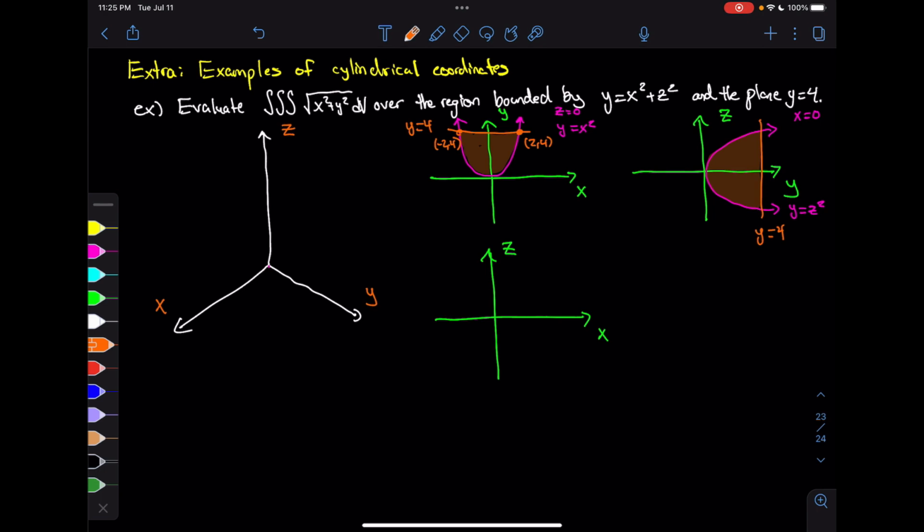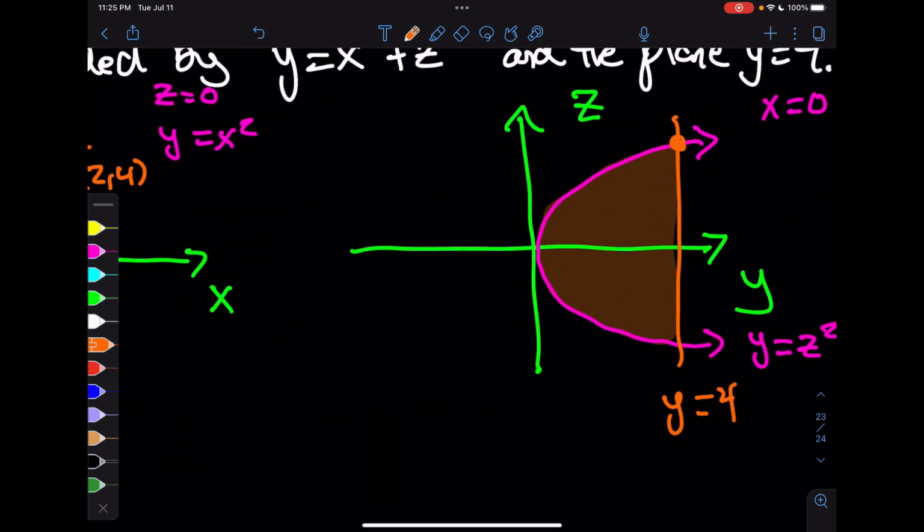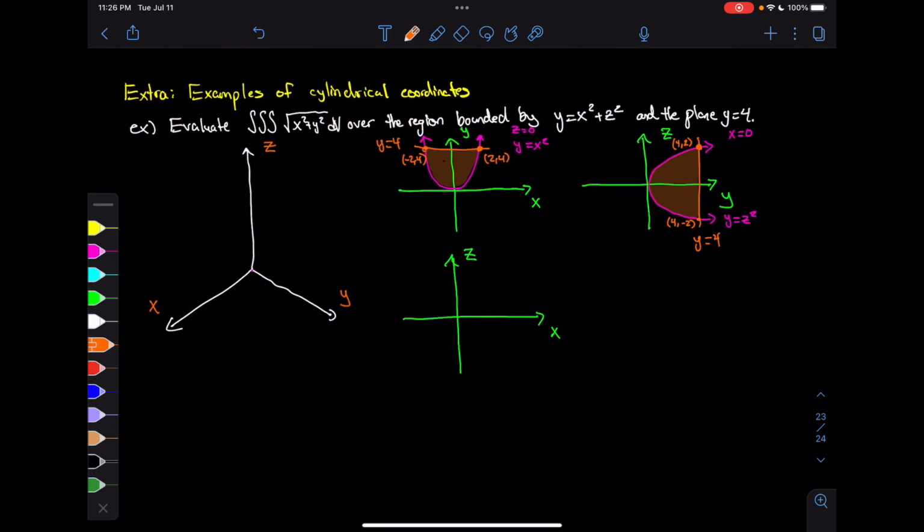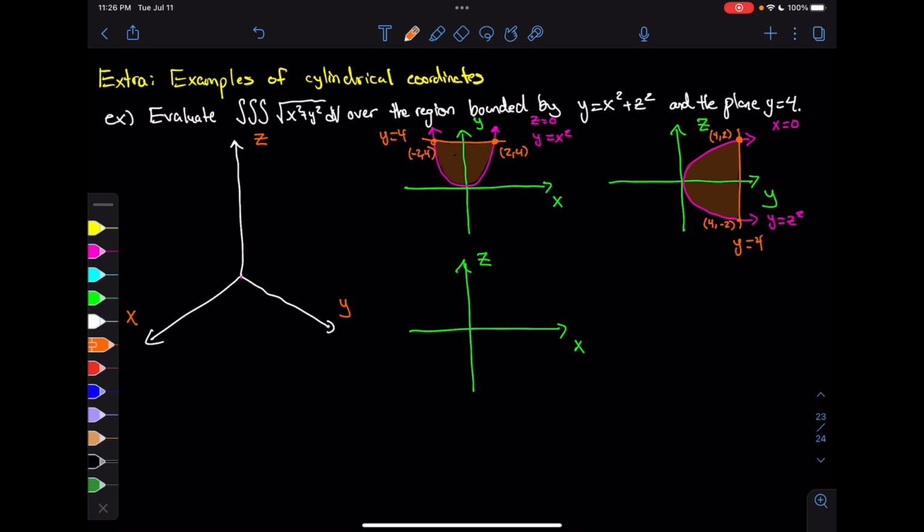Cool, great. Maybe I should do the points of intersection here. So if y is equal to 4, then z is going to be 2 here. Maybe I'll zoom in. So y is equal to 4, z is equal to 2. And over here, if y is equal to 4, z is equal to negative 2. Awesome. All right.